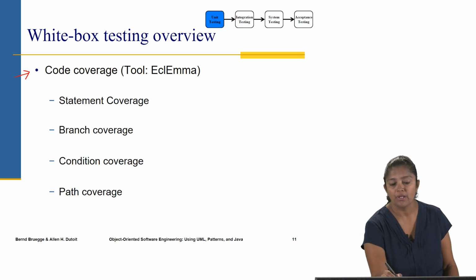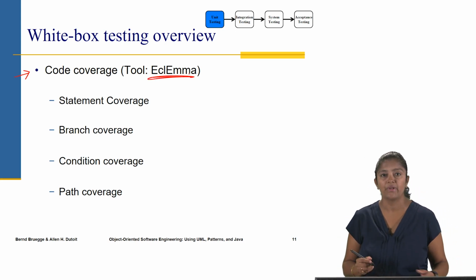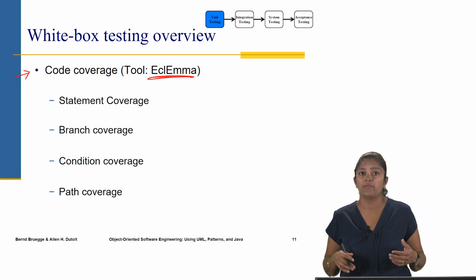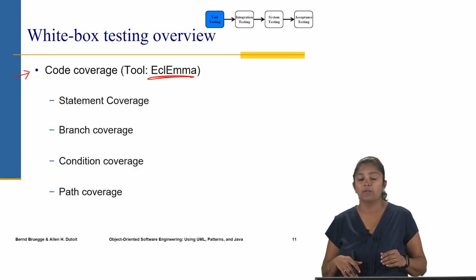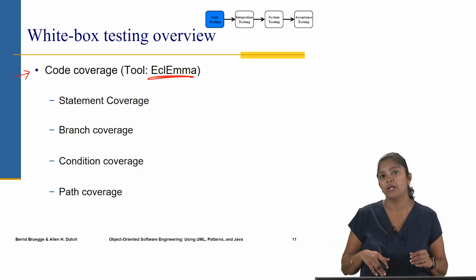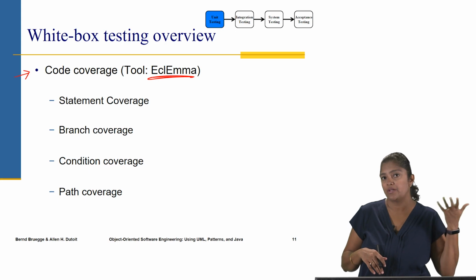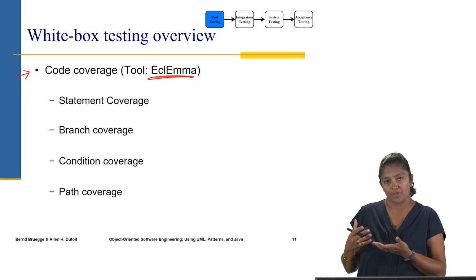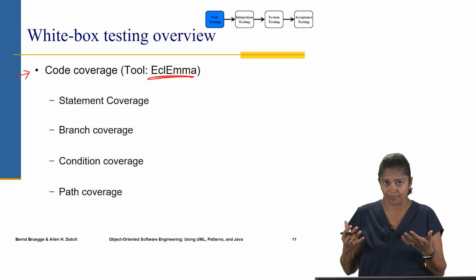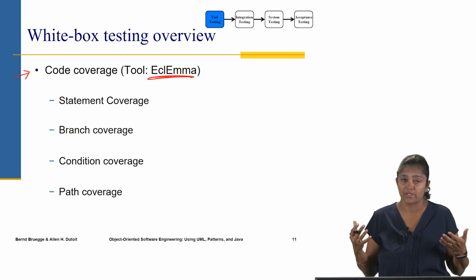One of the popular ones is EclEmma, which again is available as a plugin to Eclipse. It can be installed along with Eclipse, and whenever automated tests are run, the code coverage report can also be run to see what percentage of the code was covered.